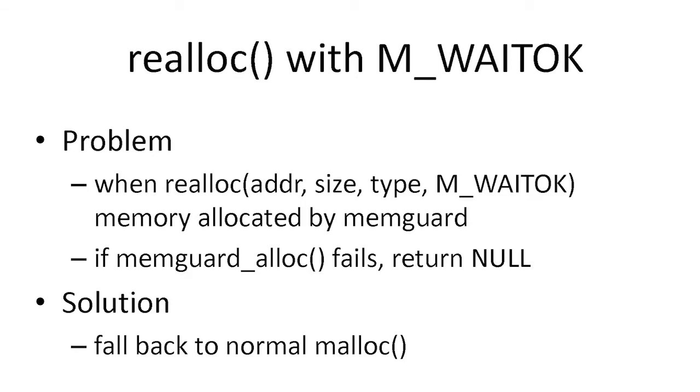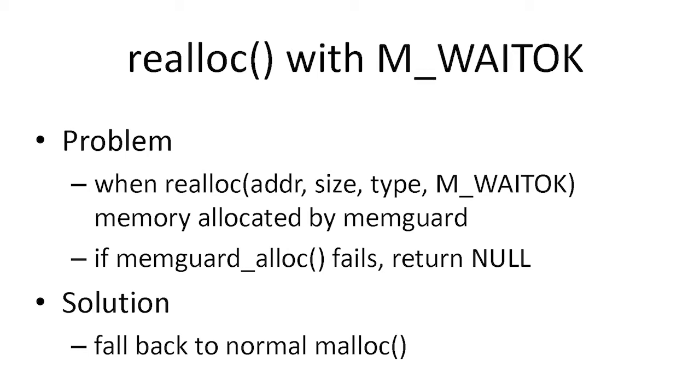The third kind of problem I ran into with MemoryGuard is when you use realloc with the M_WAITOK option. It means you want to reallocate the memory, but you want to wait until the allocation is successful. But the problem is when you reallocate an address which is already allocated by MemoryGuard, you will first call MemoryGuard allocate to allocate another section of memory which is protected by MemoryGuard, and then copy the memory into the new memory and return it.